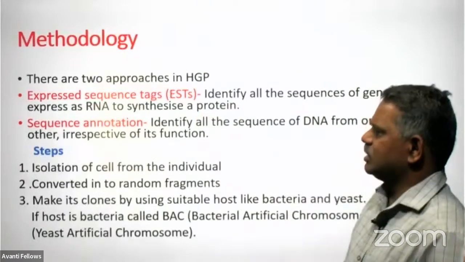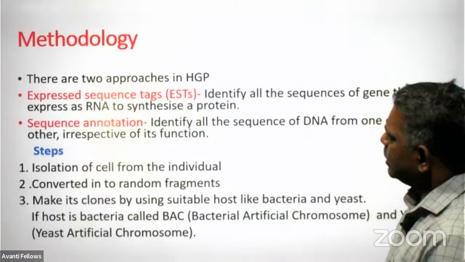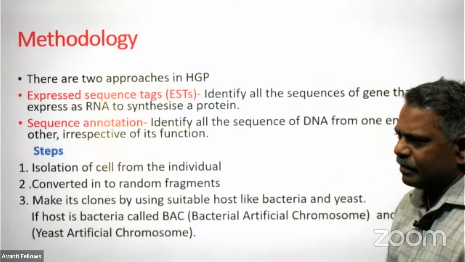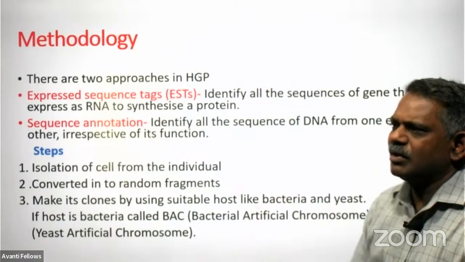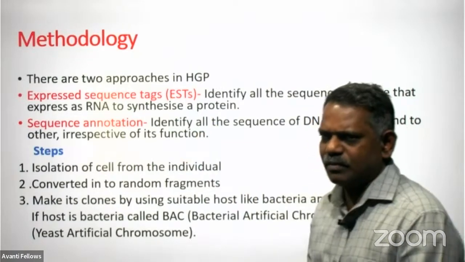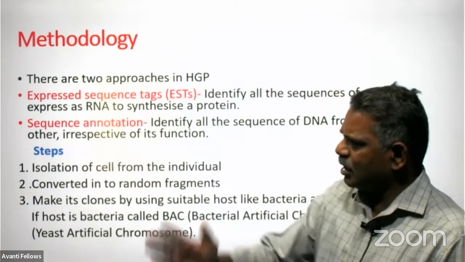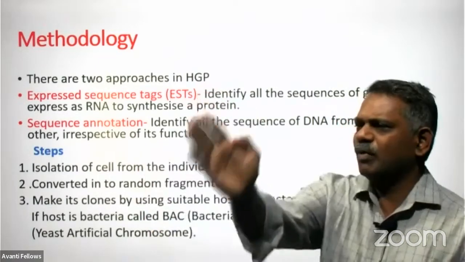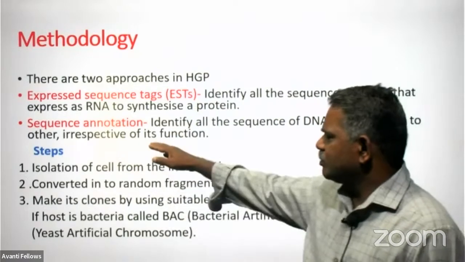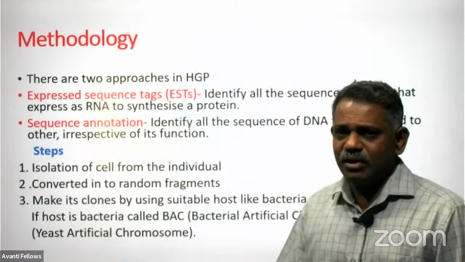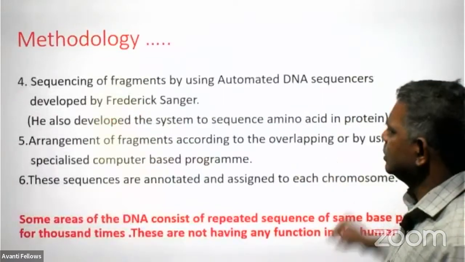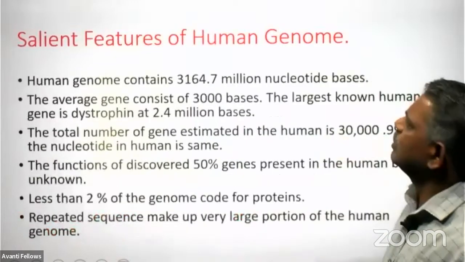Then another one is the sequence annotation. In sequence annotation, we identify all the sequence of the DNA, irrespective of their function. Some are functional and some are non-functional. Some are producing protein, some are not producing protein at all. We sequence all the nitrogenous base sequence from one end of the DNA to the other end. That is the sequence annotation, irrespective of its function. It may be functional or it may not be functional. Of course, it has a lot of applications, and the methodology is simple.